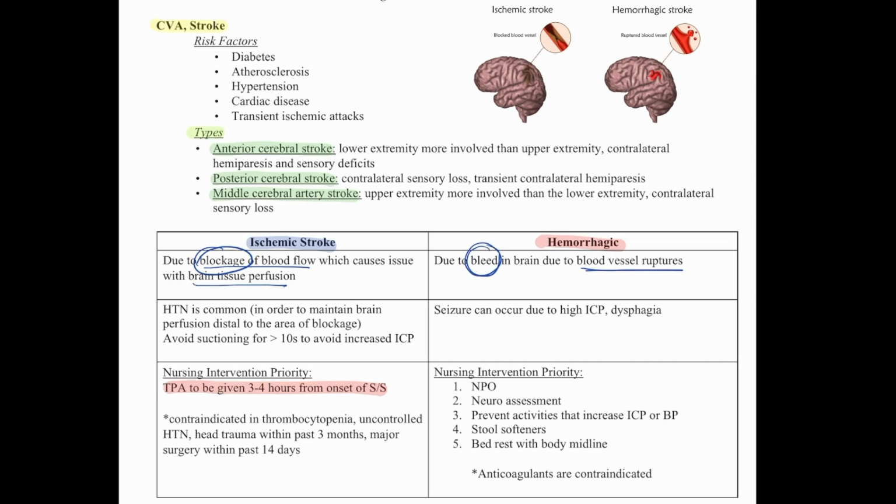And so our nursing interventions are going to be NPO, neuroassessment, prevent activities that increase intracranial pressure or blood pressure, stool softeners, bed rest with body midline, and anticoagulants are contraindicated because they're bleeding. We don't want to increase that bleeding.